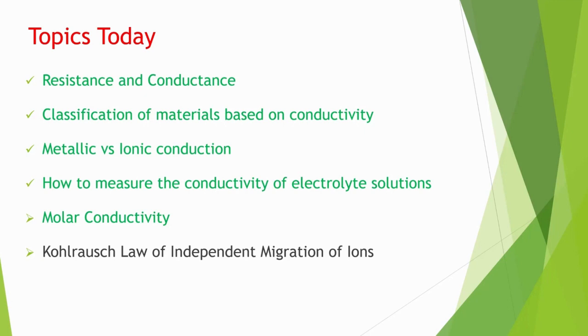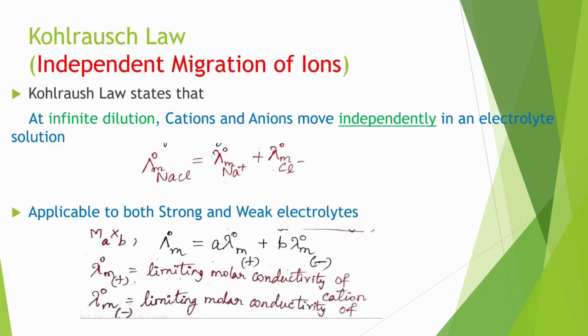Whereas specific conductivity always decreases on dilution. Okay, specific conductivity will always decrease. The final topic is Kohlrausch law of independent migration of ions. It is based on the lambda m naught value. See the word, independent migration of ions. When you keep on diluting a solution, whether it is a strong electrolyte or a weak electrolyte, keep on adding the solvent, now what happens? It goes to the stage called infinite dilution.